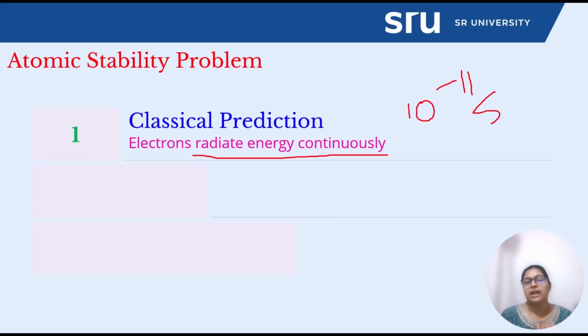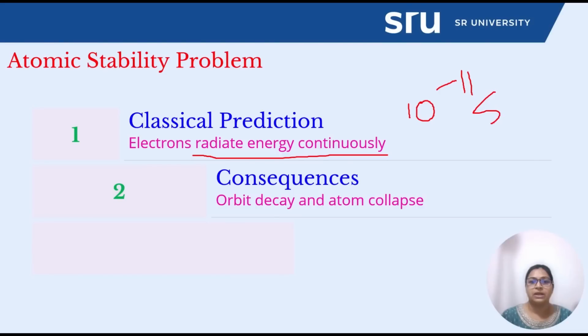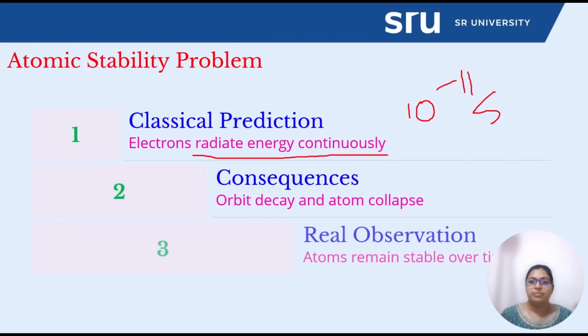And this prediction arises from applying Maxwell's equation to the atomic level. This consequence gives orbital decay and atom collapse, and basically electrons lose kinetic energy. Eventually the electron would fall into the nucleus, and this implies an atom cannot exist in a stable form, yet we know they do. So this contradiction shows a breakdown of classical physics at the atomic scale.